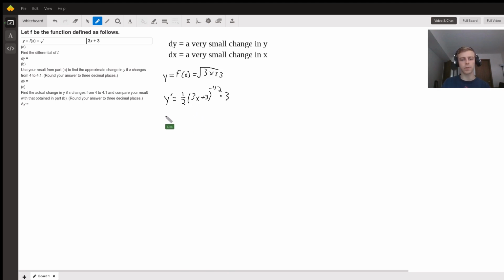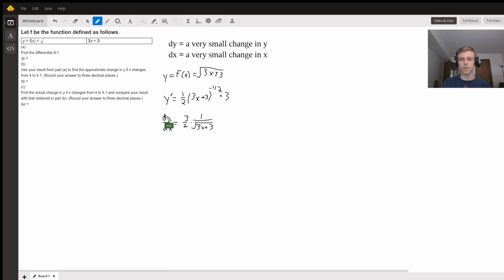Now, you've also probably seen this written as dy over dx. And if we do that, and I'm going to simplify this a little bit, this would be 3/2 times 1 over root 3x plus 3. So this dy dx is basically saying a small change in y, a very small change in y, divided by a very small change in x. Small change of y over small change of x is essentially a slope, and that's what the derivative is. Dy over dx is the slope of y.